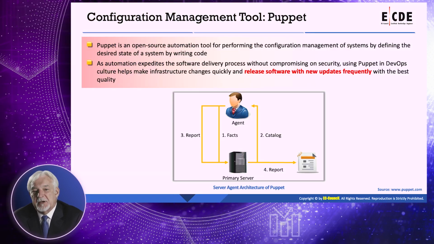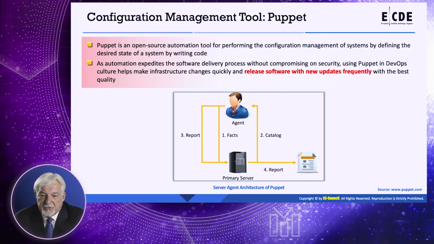Puppet is an open source automation tool for performing the configuration management of systems by defining the desired state of a system by writing code, basically. Automation expedites the software delivery process without compromising security. Basically, using Puppet in the DevOps culture helps to make infrastructure changes quickly and gives you the ability to release software with new updates frequently with the best quality.